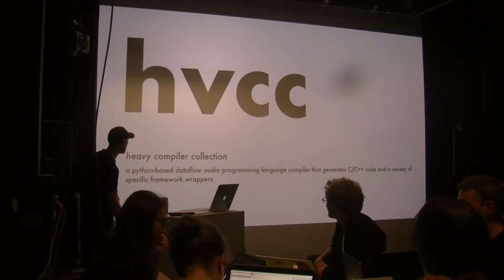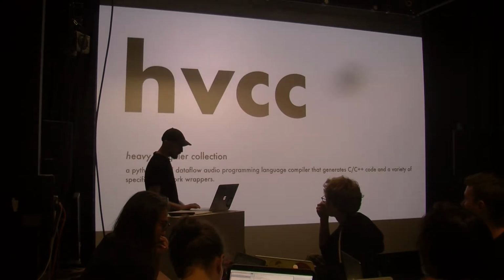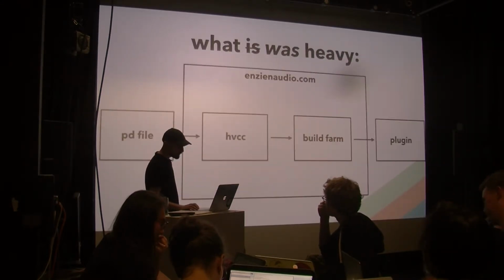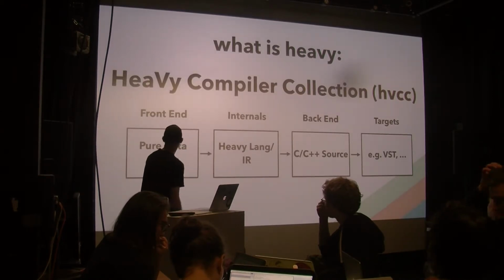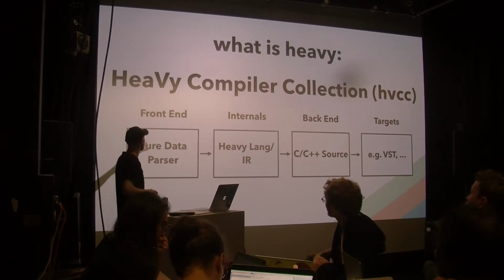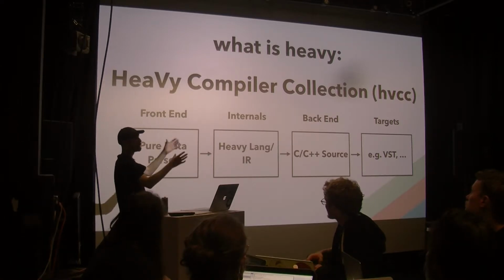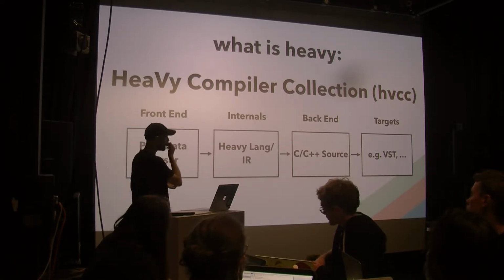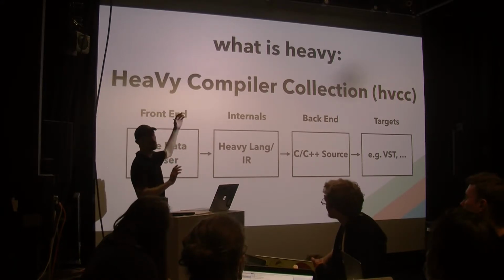Okay, so I've kind of gone through what Heavy CC does, but just to reiterate, Heavy CC is literally a Python compiler. It's literally taking the text from the PD patch, figuring out what the graph is from that PD patch, making a new representation of that, and rebuilding the patch based on a very limited set of objects.